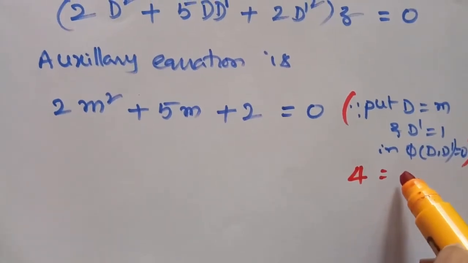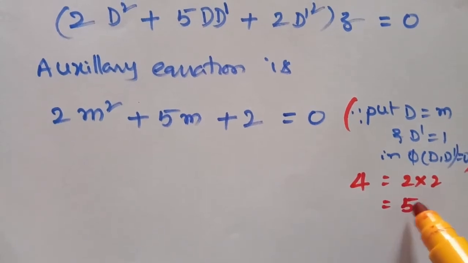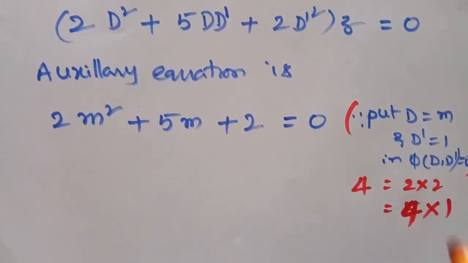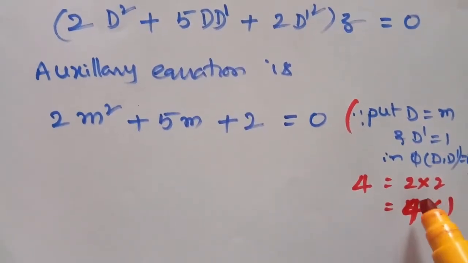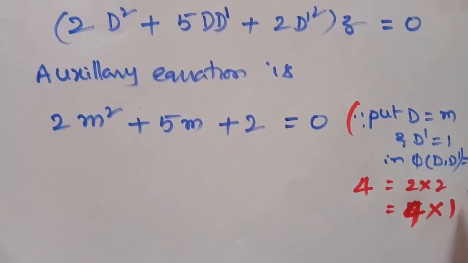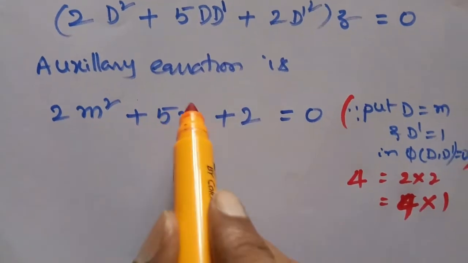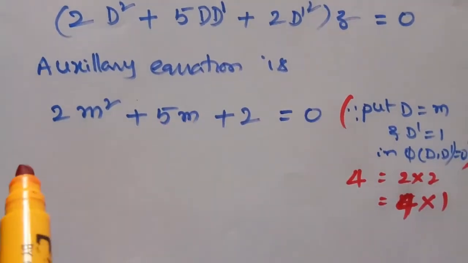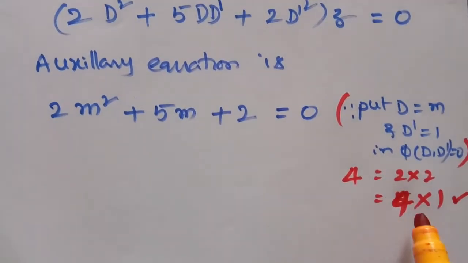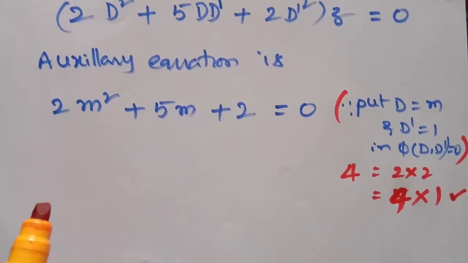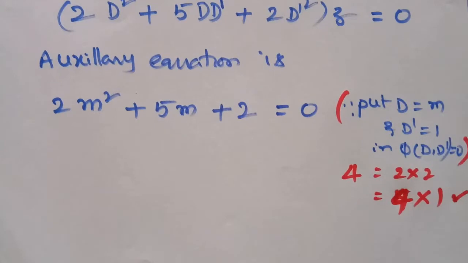Factors of 4: 2 into 2 are the factors, and 4 into 1 is also a factor. In both cases, the product must be equal to 4, no doubt about it. But the summation of those terms must be equal to 5m. So this is the suitable one: 4 into 1. 4m plus 1m becomes 5m, and the product of 4m and 1m becomes 4m².